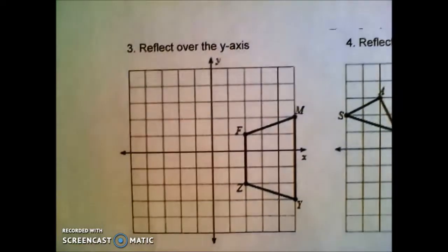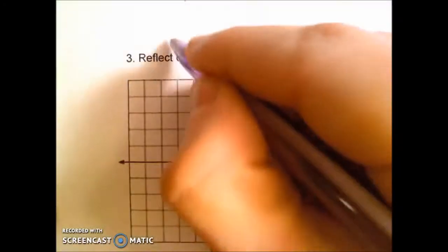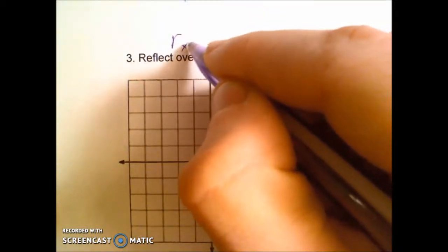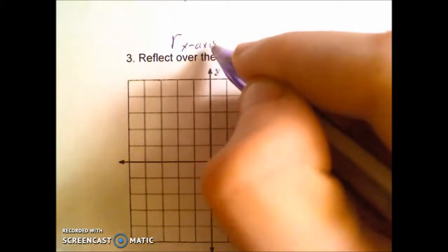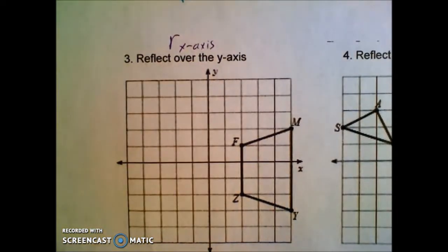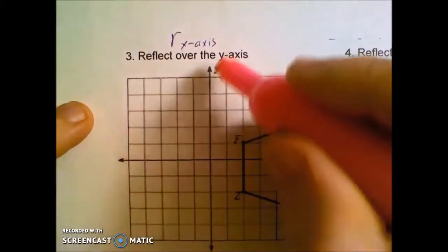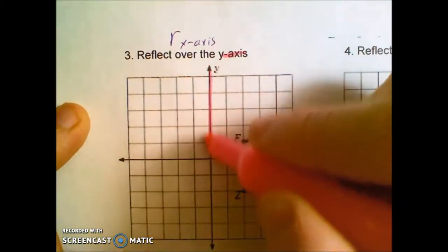Now for reflections, number 3, reflecting over the y-axis. Again, if you're familiar with function notation, this will be r y-axis, with a lowercase r to represent reflections. So to do this first with the transfer paper, I'm going to mark what I'm reflecting over. This will use a marker. The y-axis is right here.